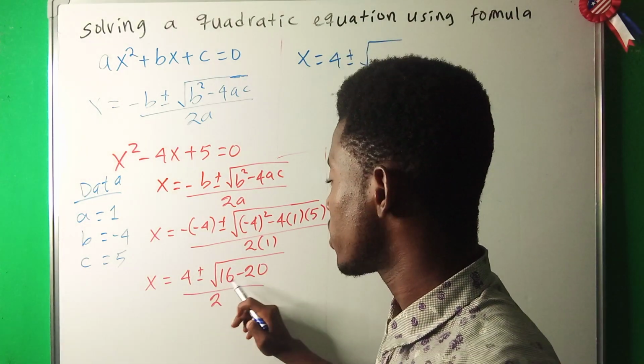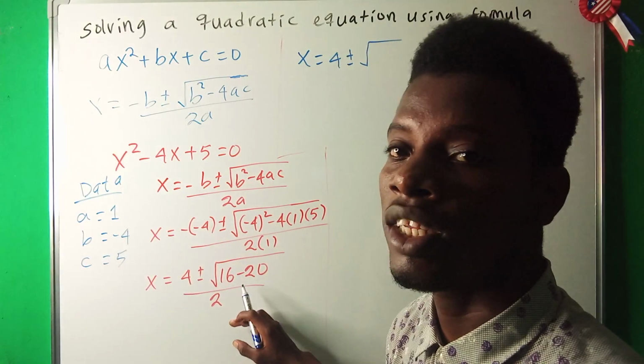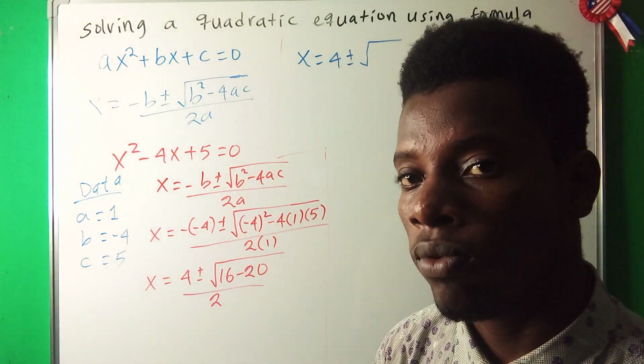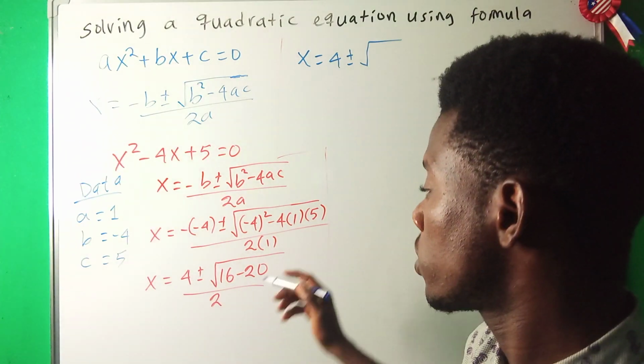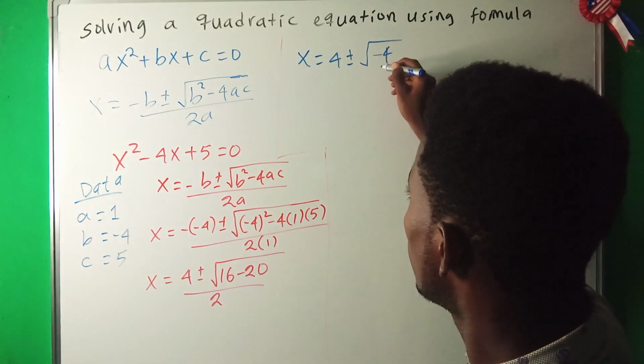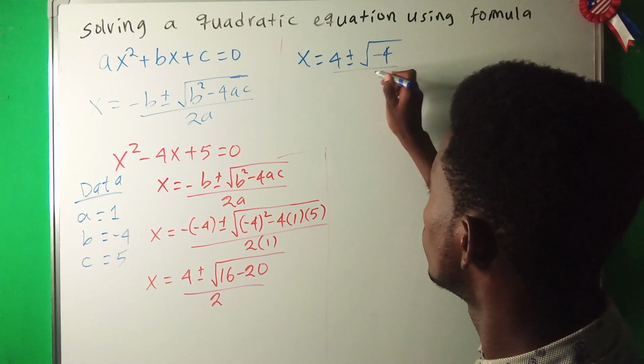So in this case, you have 16 and 20. This is positive and this is negative. So the answer will be negative 4, because we subtract the smaller number from the greater number, and the greater number carries the sign. So negative 4, all divided by 2.